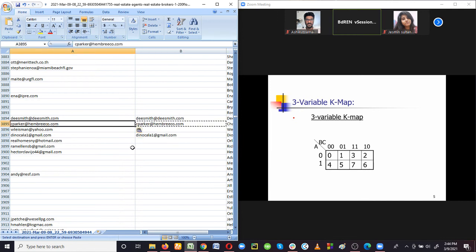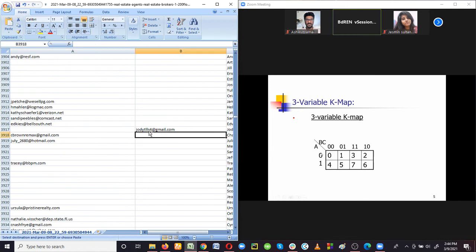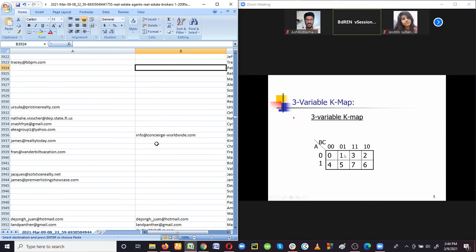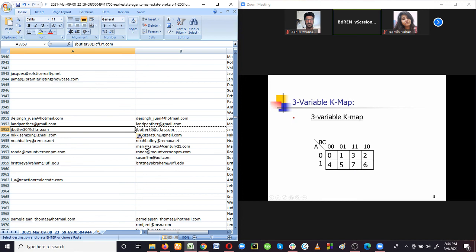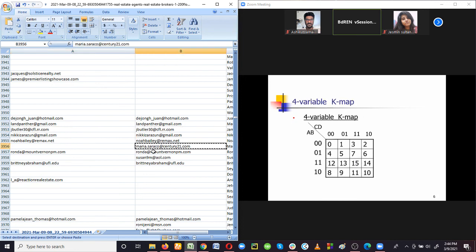So now you will find, for A, the first combination will be 0, 0, 0. Then for this one 0, 0, 1. For this one 0, 1, 1. For this one 0, 1, 0. Then second row 1, 0, 0. Then second row, second column 1, 0, 1. Then this one 1, 1, 1. Then this one 1, 1, 0.